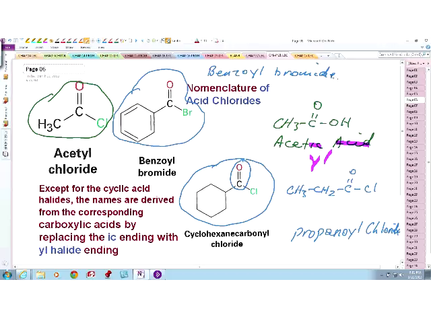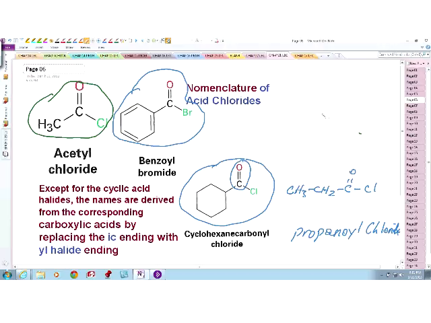For example, what if we have this here? What would be the name of that molecule? Cyclobutane carbonyl chloride. Carbonyl, one word. Then the chloride is a separate word. Okay, so that is the nomenclature for the acid chloride. Most of the names are derived from the name of the corresponding carboxylic acid.